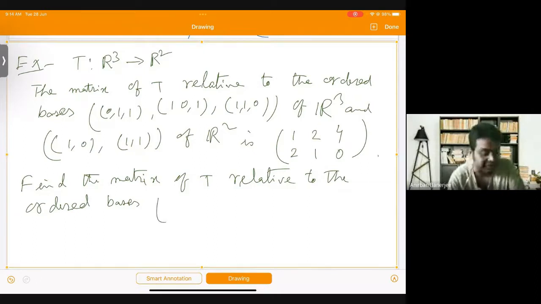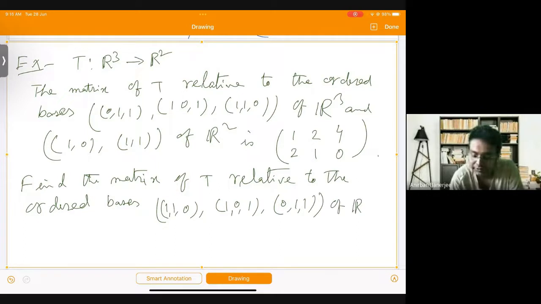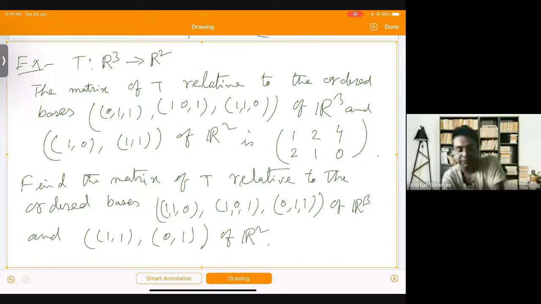for the left side domain R3. Let's say the ordered bases are (1, 1, 0), (1, 0, 1), (0, 1, 1) of R3 and (1, 1), (0, 1) of R2. Okay, is it clear the problem?